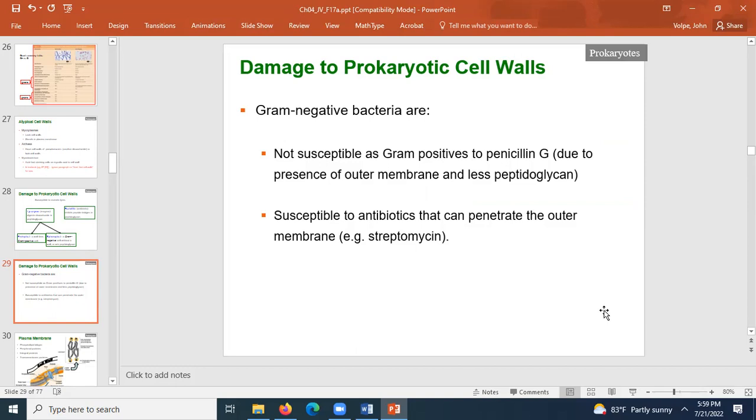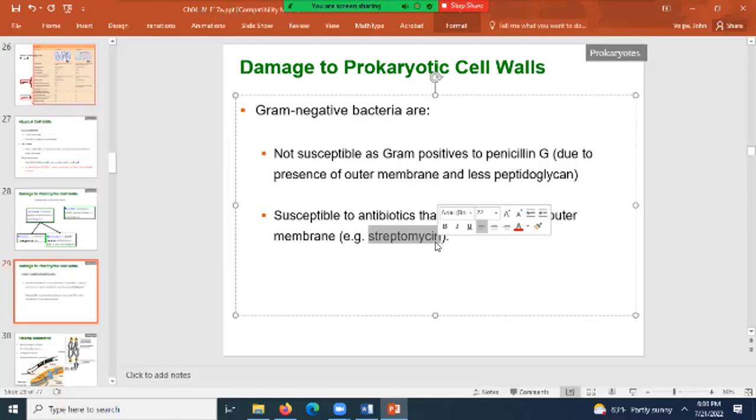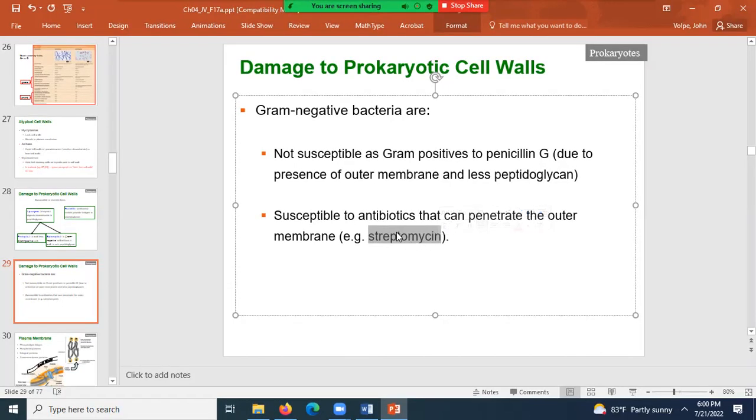That doesn't mean that the gram-negative cells are not susceptible to other antibiotics. As long as you have an antibiotic that can penetrate the outer membrane, that antibiotic will work on gram-negative cells. Streptomycin is an antibiotic that can get right through the lipid bilayer of the outer membrane of the cell wall. So streptomycin works on gram-negative cells.